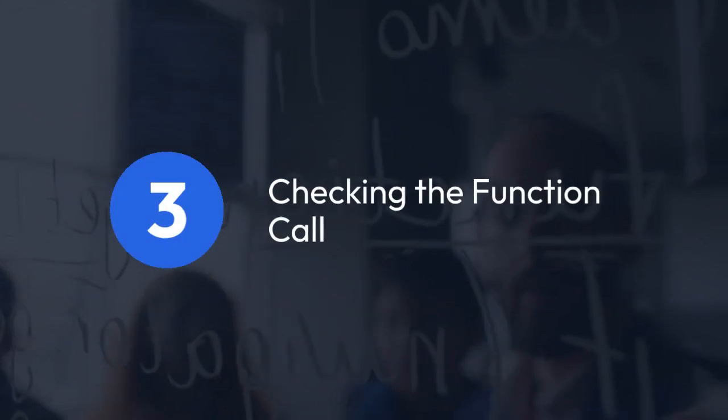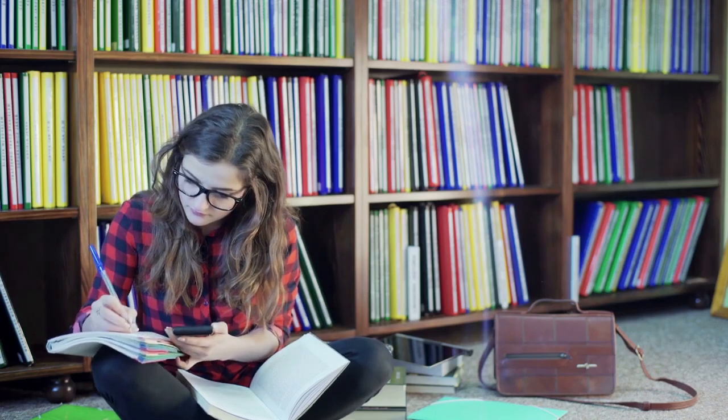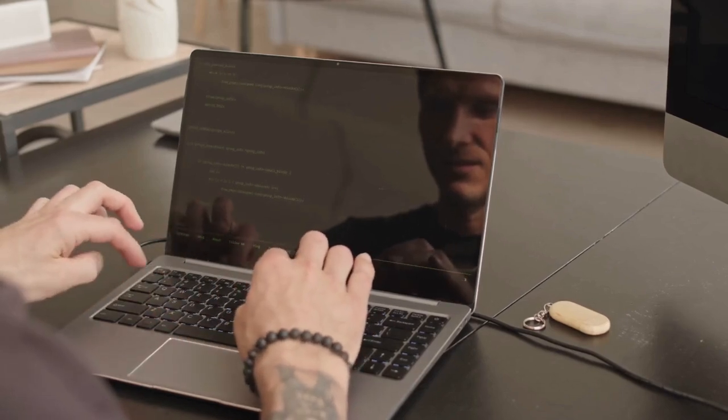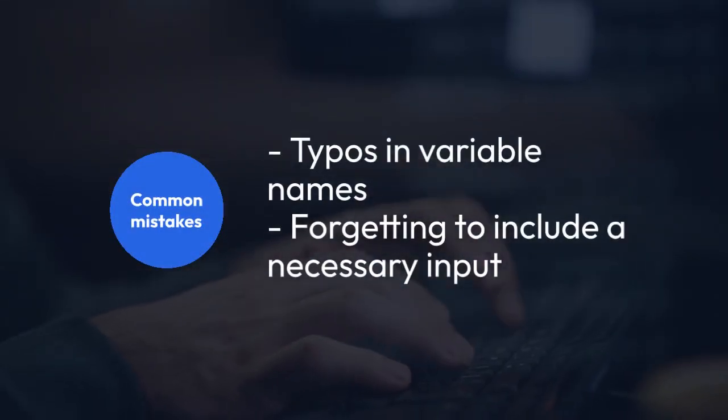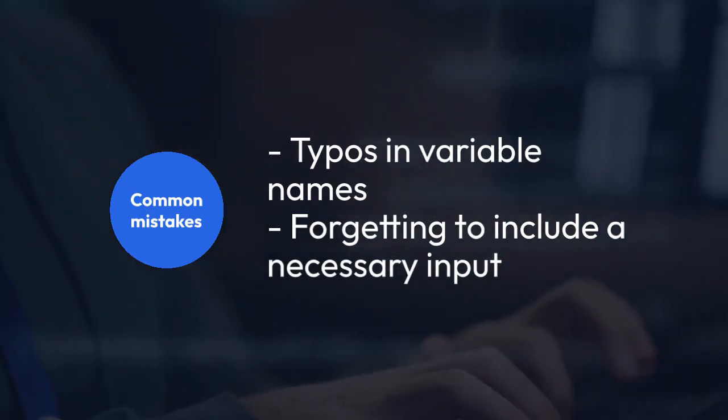3. Checking the function call. Carefully examine the line of code where you call the problematic function. Count the number of arguments you are passing and compare it to the number of arguments the function definition expects. Even a single missing argument will trigger the error. Common mistakes include typos in variable names or forgetting to include a necessary input.